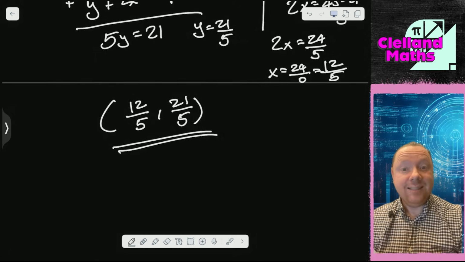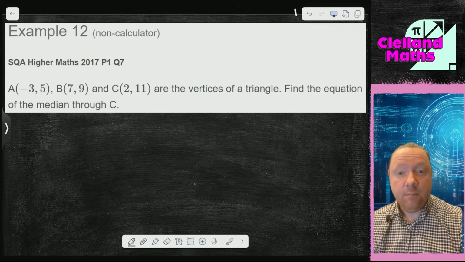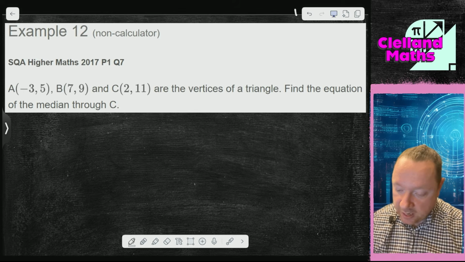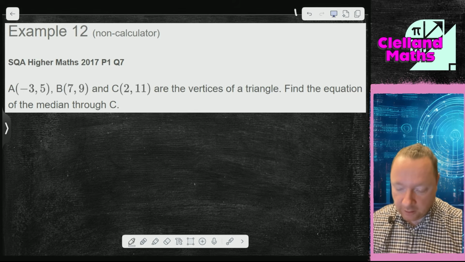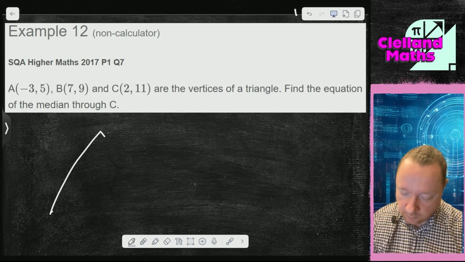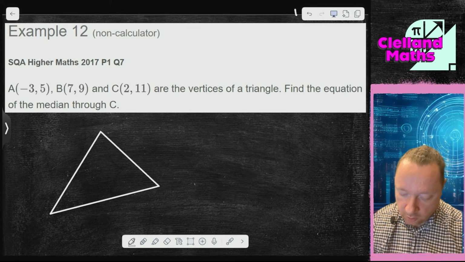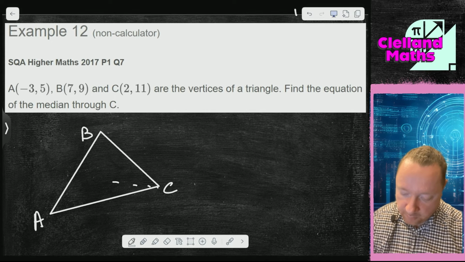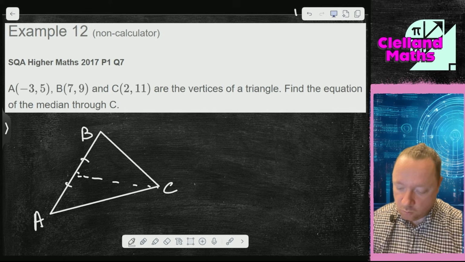Let's move on to example 12. SQA Higher Maths 2017, paper 1, question 7. These are vertices of a triangle. Find the equation of a median through C. So we want to do a triangle of ABC, and the median through C means the midpoint of A and B is what I need.